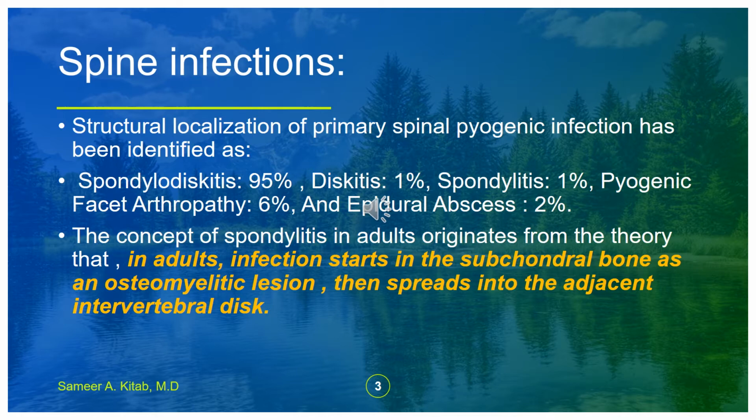The concept of spondylitis in adults originates from the theory that in adults, infection starts in the subchondral bone in the metaphyseal region of the vertebra as a focus of osteomyelitis. Then it spreads into the adjacent intervertebral disc. Usually the metaphyseal region of the bone has high oxygen tension, and this facilitates the attachment of the infective organisms, and adherence and attachment and proliferation of the infective organisms will set up the infection process.